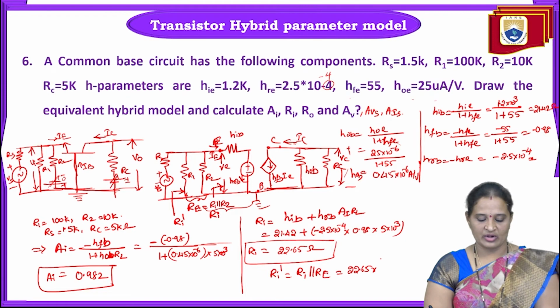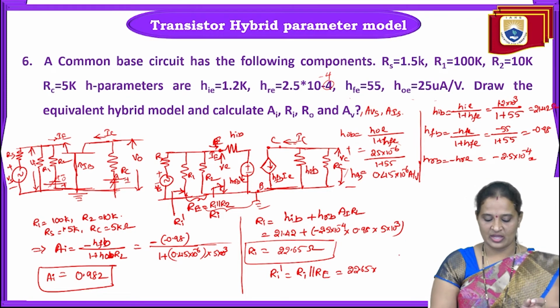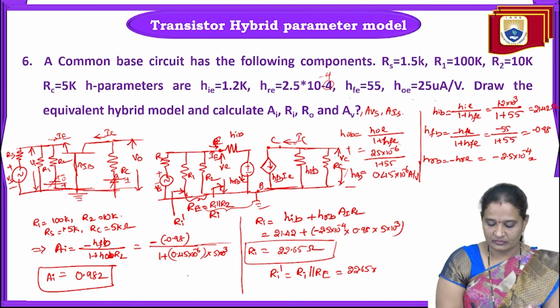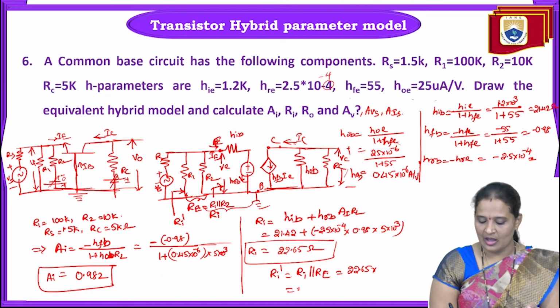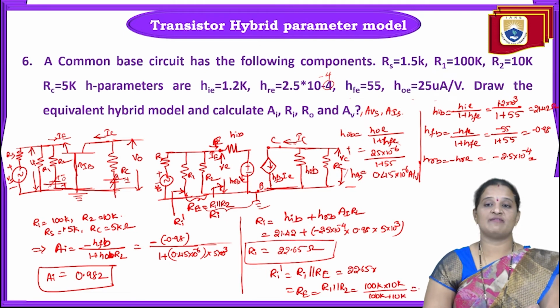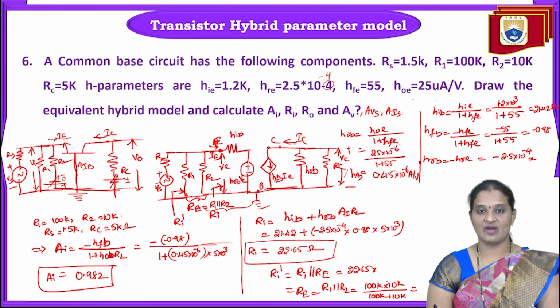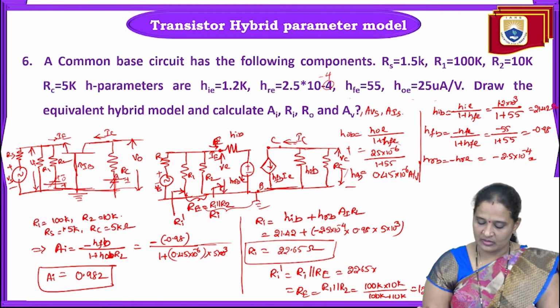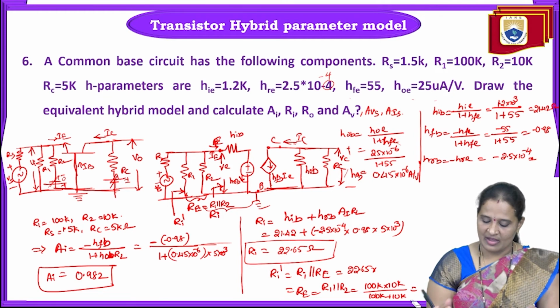We have not calculated the Re value till now. Re is nothing but R1 in parallel with R2, so that is 100K into 10K divided by 100K plus 10K. If I evaluate this value, RE will be 1.28. Let us write here the value of RE.